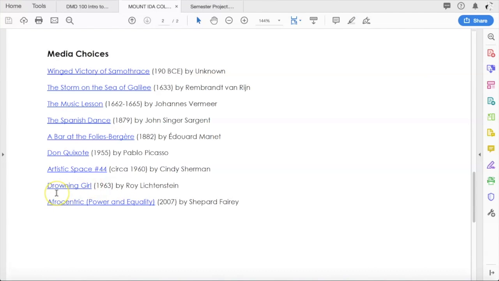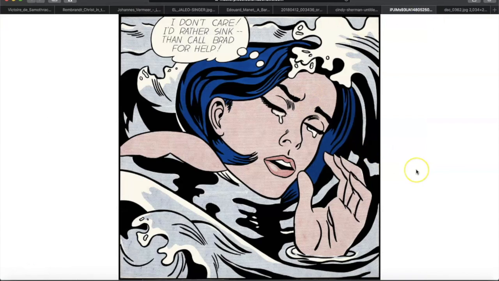Okay, next we have Drowning Girl from 1963 by Roy Lichtenstein. Now, Roy Lichtenstein was famous for subverting comic book artistic techniques and using them for fine art. And so, if you're familiar with comic books at the time at all, you'll see that the thought bubble and the black line drawing, as well as the flat wash colors, as well as the duotone colors, the little tiny dots there, those are all very sort of comic booky in nature and history.